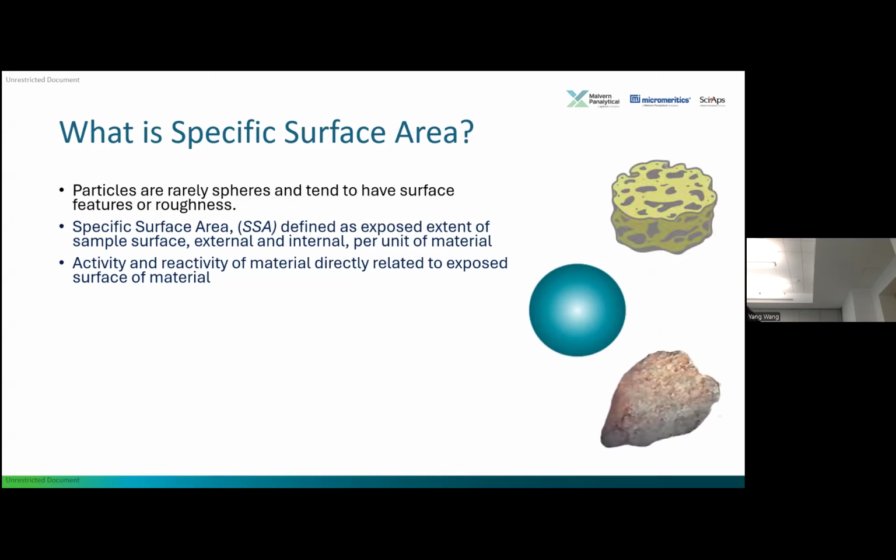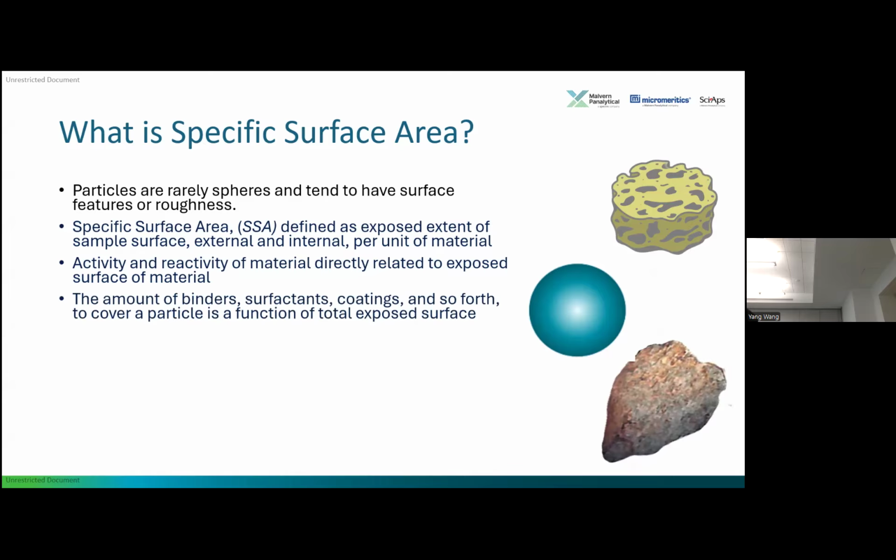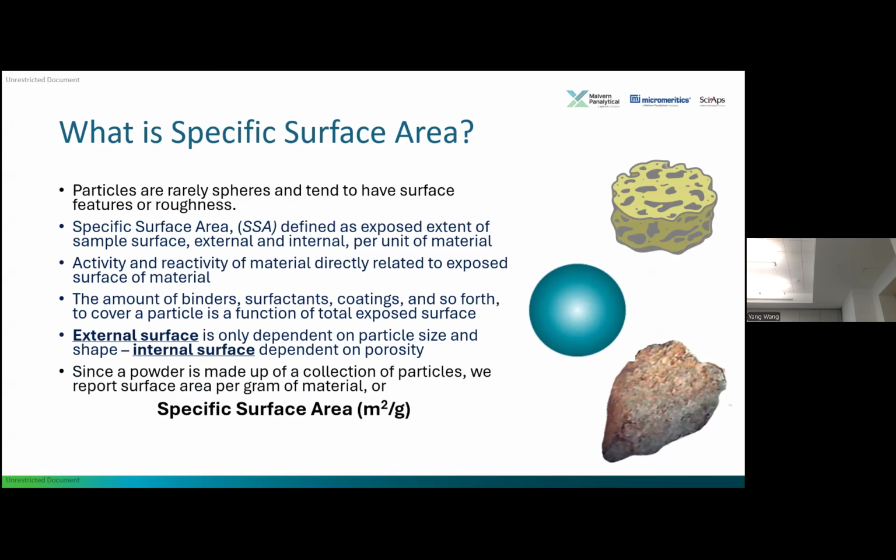Again, looking at irregular shaped objects as our real world application. So we want to make sure we can understand how much surface there is to work with, because it's going to affect binders, coatings, things like that, as well as reactivity. So external surface is only dependent on the particle size, but internal surface is the porosity. So how much surface area is inside the material, and how accessible is it to the outside? Again, we're talking about specific surface area, which is a unit of meter squared per gram of material.